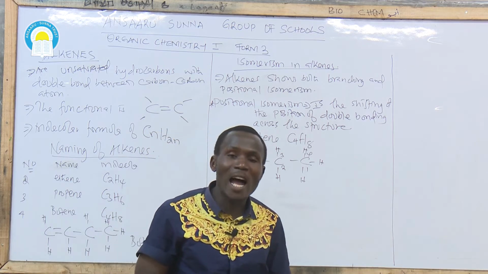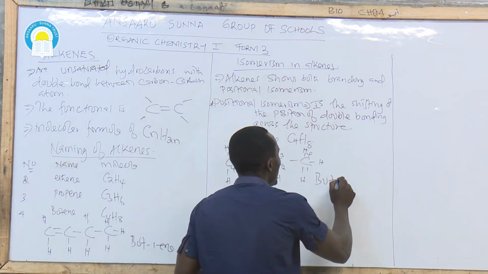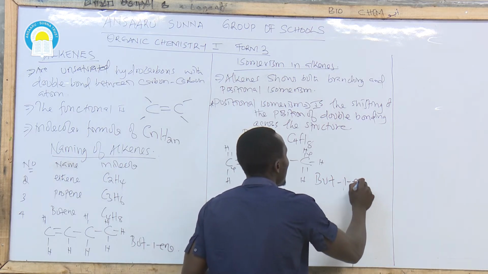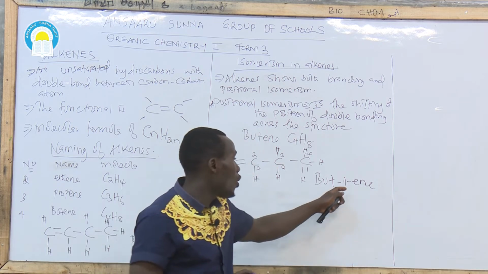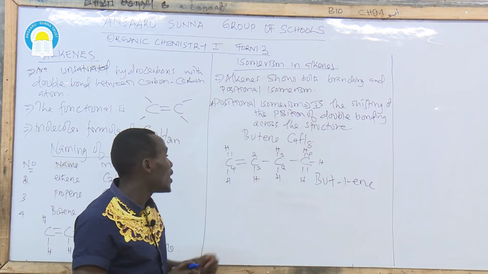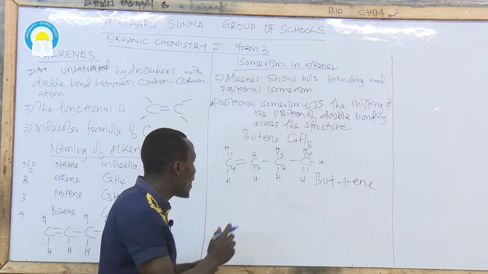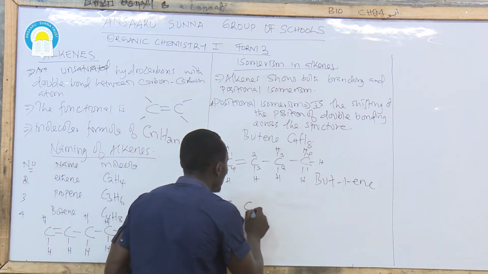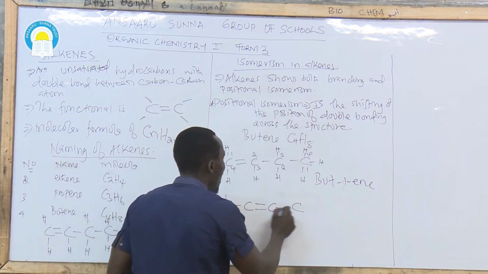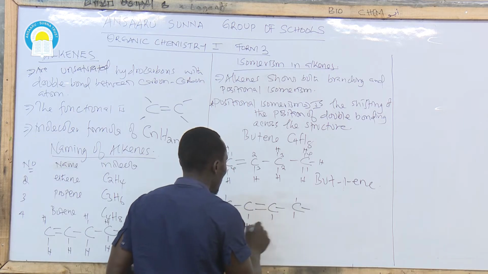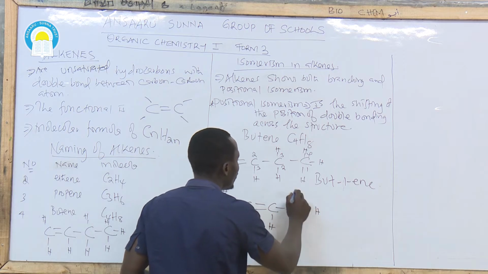Therefore, we name it butene, but-1-ene, showing that the position of the double bond is found on carbon number 1. If I shift the position of the double bond and place it here, I obtain 1, 2, 3, 4. Shift the position of the double bond there. Then we have hydrogen, hydrogen, hydrogen, hydrogen, hydrogen, hydrogen, hydrogen, hydrogen.